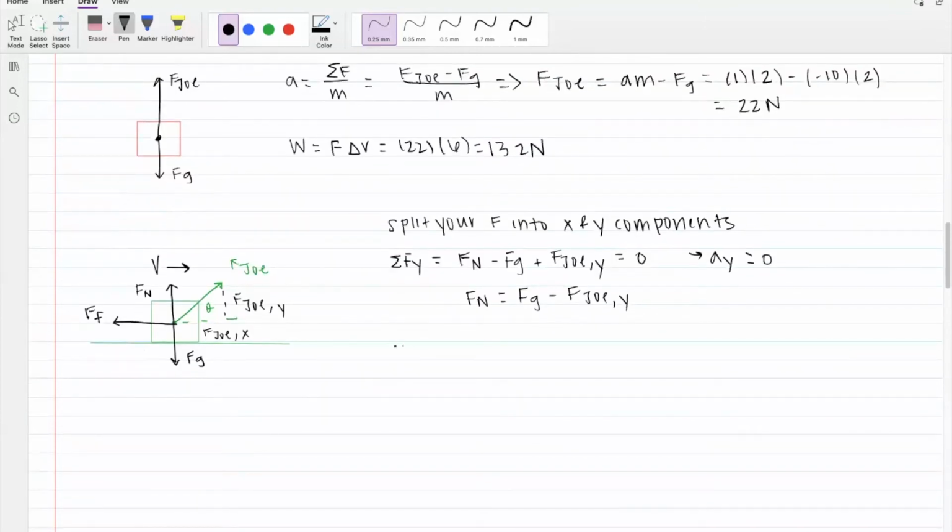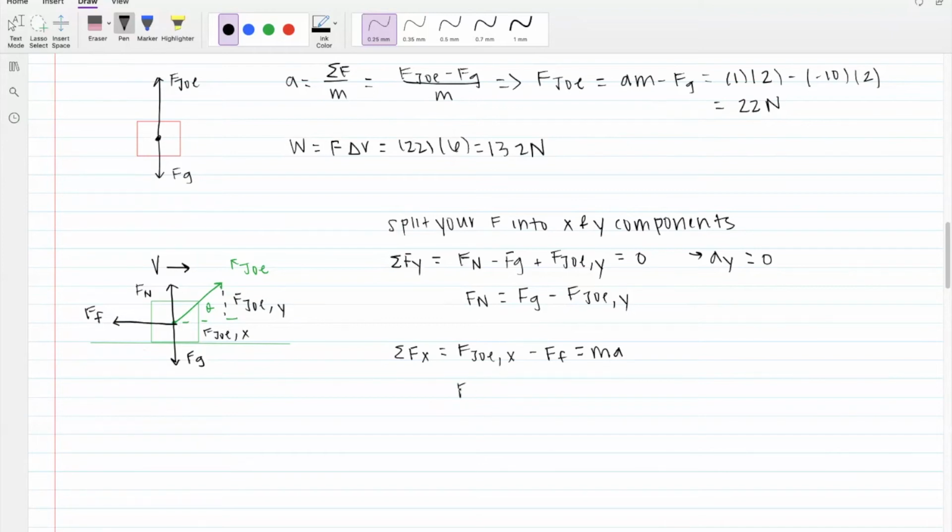Now let's look at the sum of the forces in the X direction. So we have F of Joe in the X, and we're going to keep this positive because the vector is pointed to the right, and then minus the force of friction because this vector is pointed to the left. We can say that this is equal to ma because we know that this is pulled at some sort of velocity, so we have some sort of acceleration.